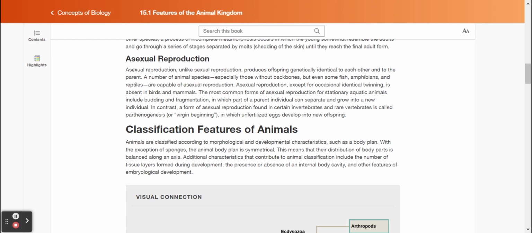In contrast, a form of asexual reproduction found in certain invertebrates and rare vertebrates is called parthenogenesis, or virgin beginning, in which unfertilized eggs develop into new offspring.